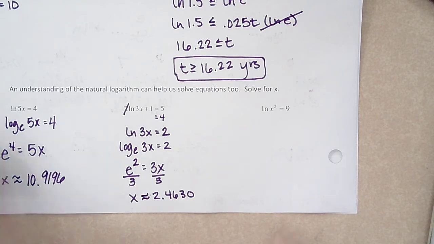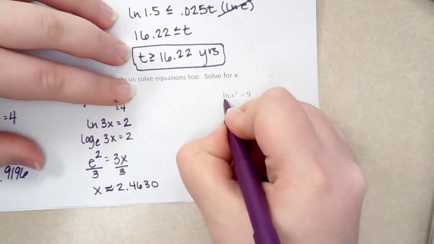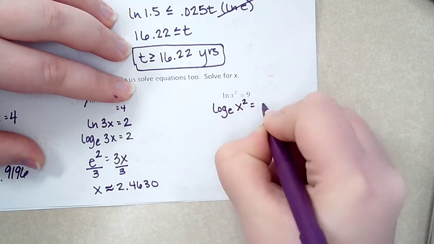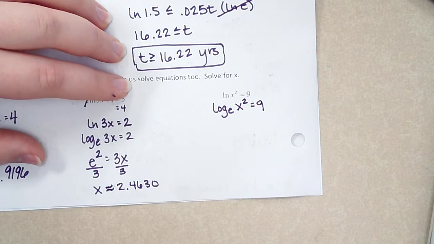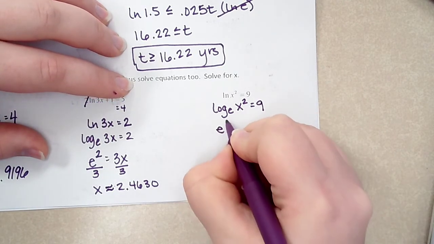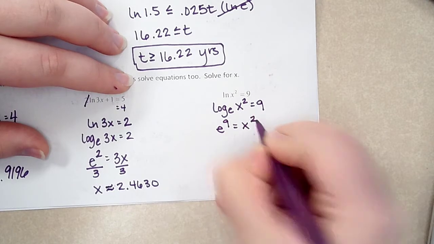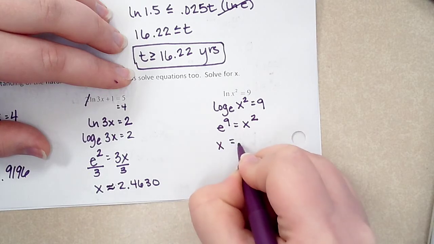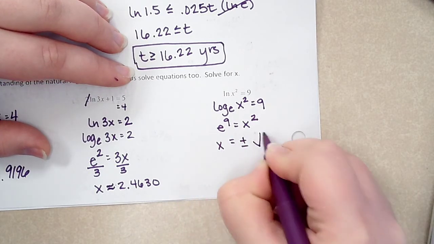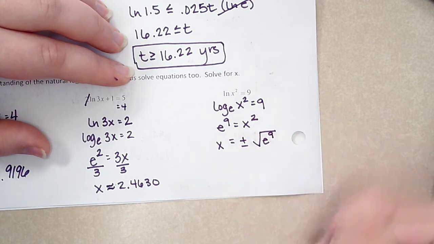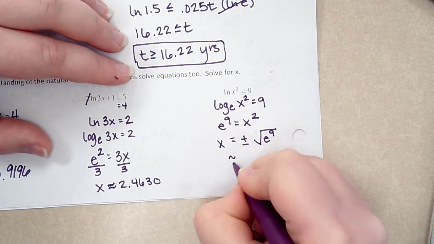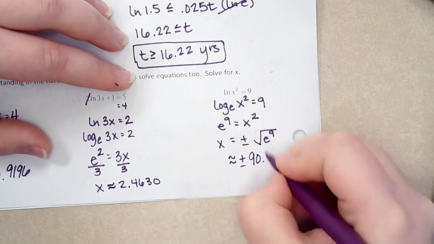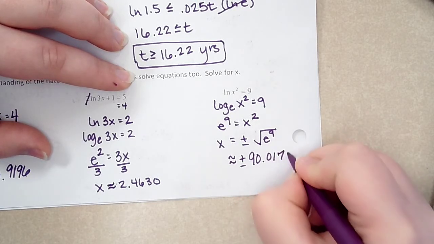All right, last one. If you can't solve it any other way, try rewriting it with that log base e. Log base e of x squared equals 9. I can rewrite this as e to the 9th equals x squared. And then, of course, if I take the square root of both sides, I get x is equal to plus or minus the square root of e to the 9th. Not a very pretty equation, not a very pretty answer, but when we plug it into our calculator, we're lucky enough to get plus or minus 90.0171.